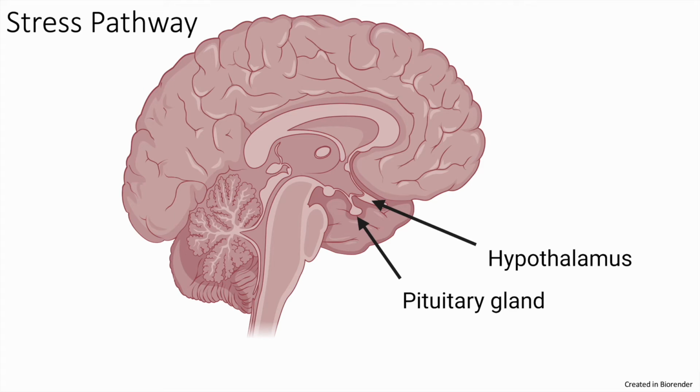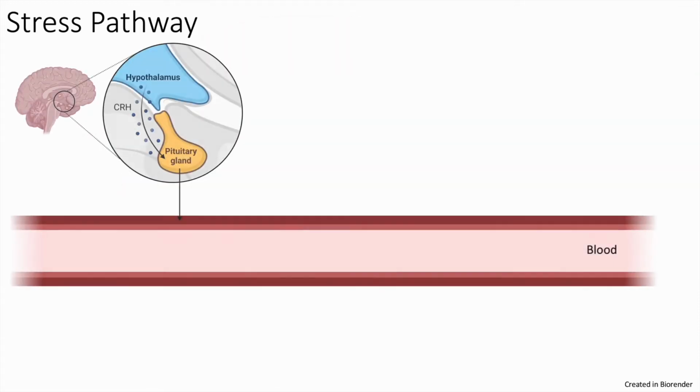I'll first begin by describing how your body normally controls stress. The primary areas in your brain that control stress are the hypothalamus and pituitary gland. The hypothalamus receives information from various brain areas to determine whether to initiate the stress cascade. Meanwhile, the pituitary gland is able to release hormones into the blood that carry stress signals to the rest of the body. The stress pathway in your brain starts in the hypothalamus. The hypothalamus releases a hormone called corticotropic releasing hormone. Corticotropic releasing hormone then travels a short distance to the pituitary gland.